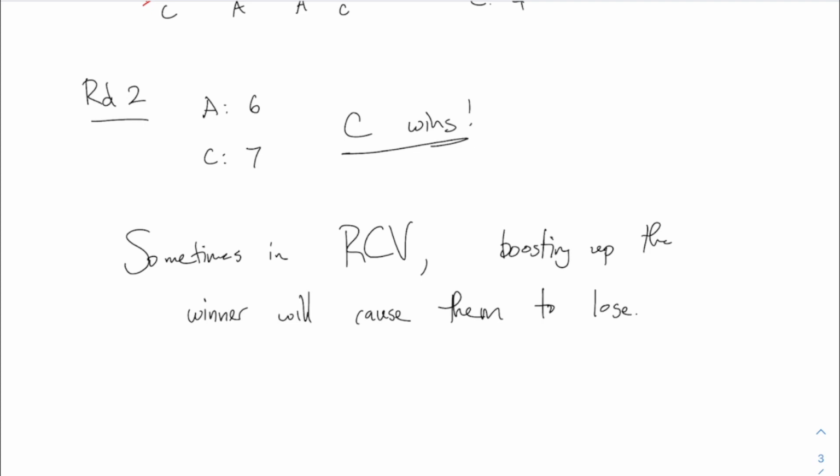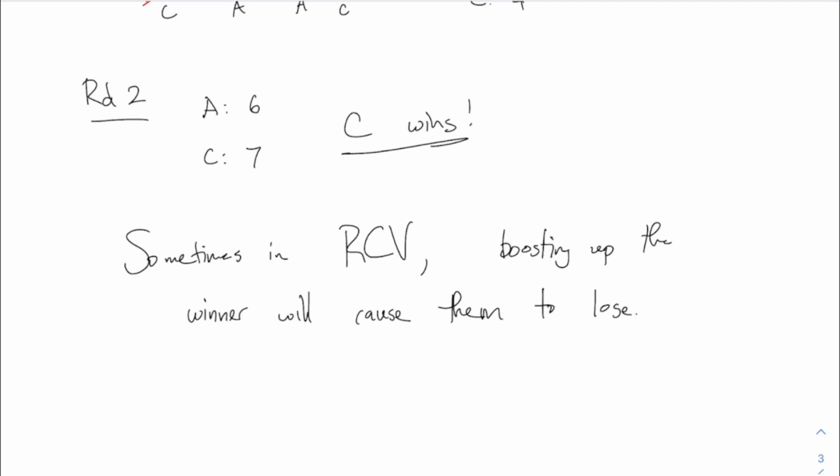It doesn't matter what your reasons are beyond that. This is enough reason for all of the Democrats to support it and all the Republicans to be against it. But anyway, this is a mathematical reason to not like ranked choice, because this kind of absurd thing can happen. Sometimes boosting up the winner will cause them to lose.